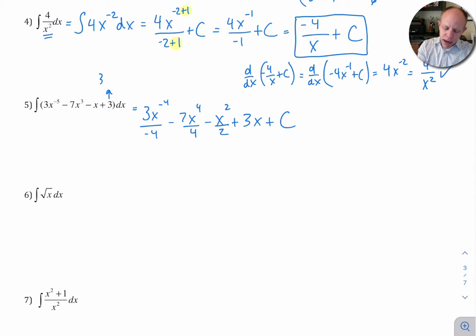If you think about rewriting 3 as 3x to the 0 power, because x to the 0 power equals 1, 3 times 1 is 3. You could actually use that power rule now because you would get 3x to the first over 1, which is just our 3x. And so you can see right there that that's how we get that with the power rule.